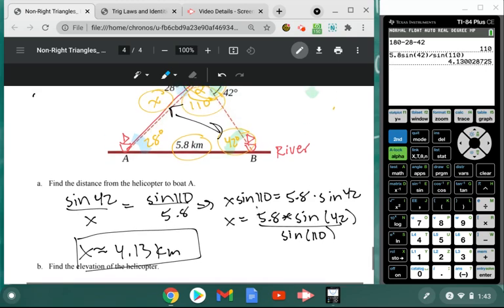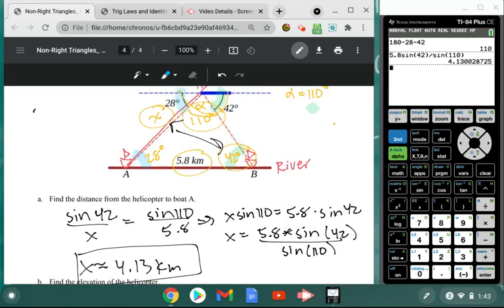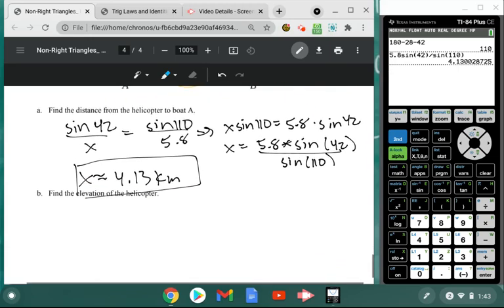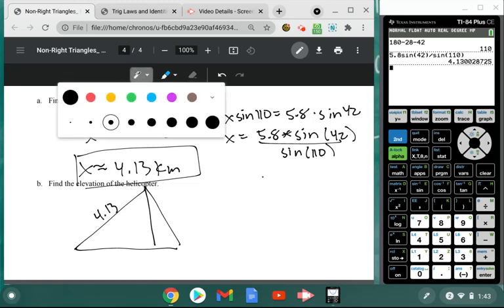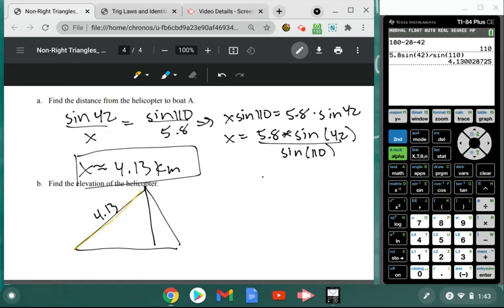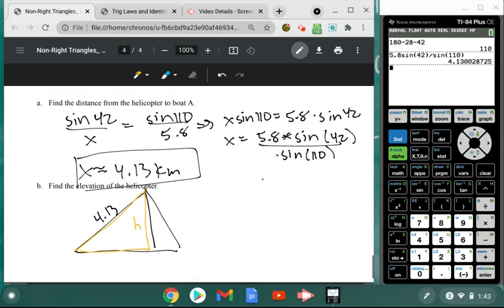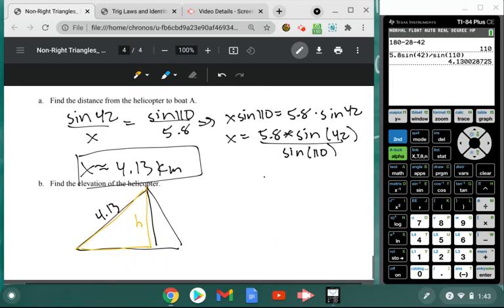Okay, next we want to find the elevation of the helicopter. That's going to be the height of this triangle. So if I redraw this, I want to pull out a right triangle. So I can redraw that one. I'm looking for that height. I know that this is 4.13. So let's go ahead and focus on this triangle right here. So I'm going to ignore the 5.8. That's not going to help me. I'm looking for the height. I do know the angle measure of the lower left angle, that's 28 degrees. So this is 28 degrees.